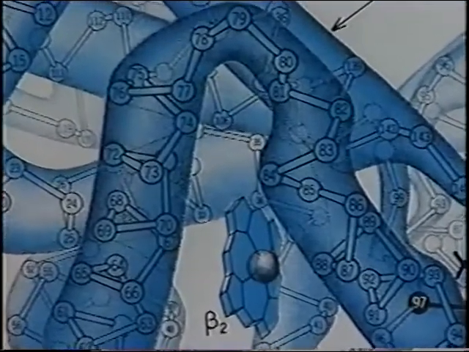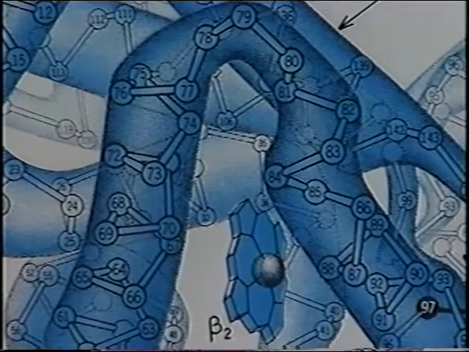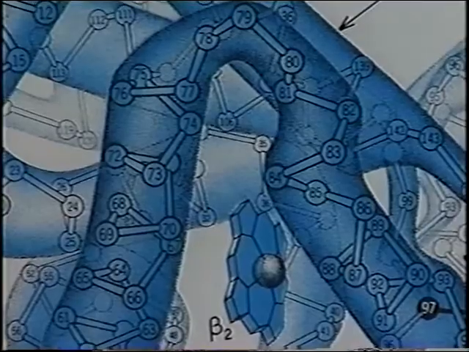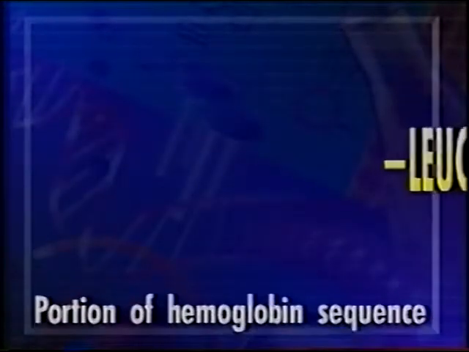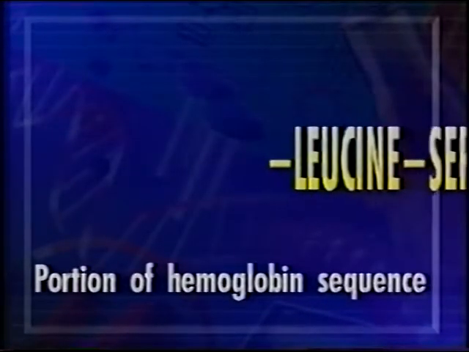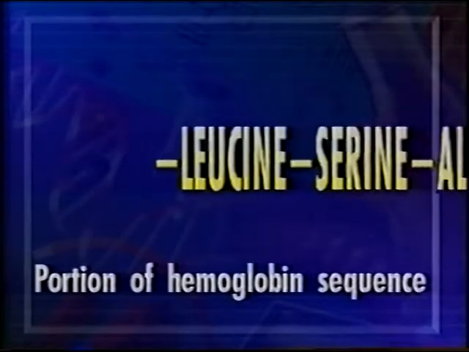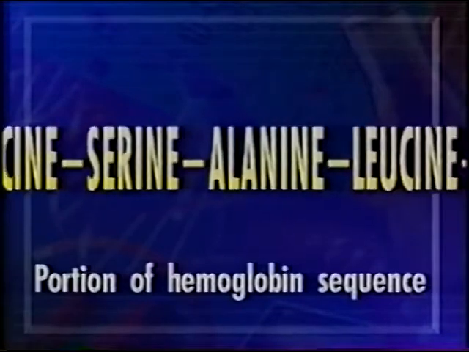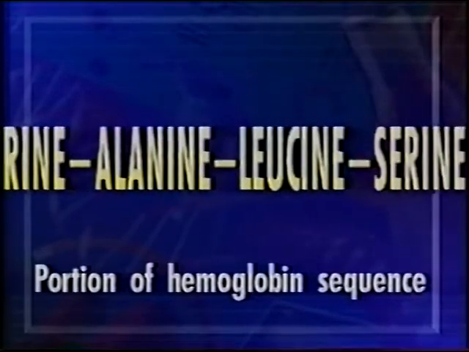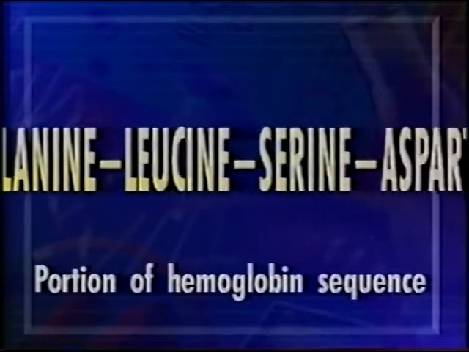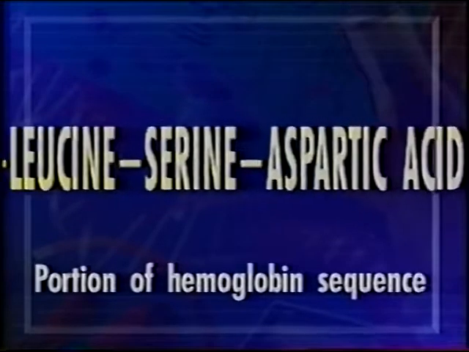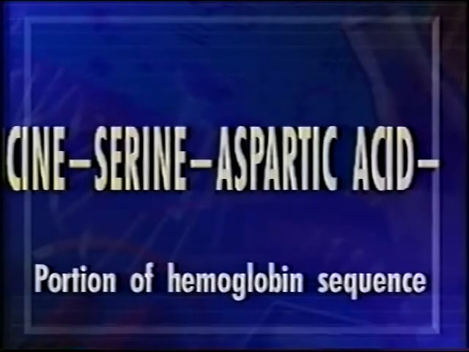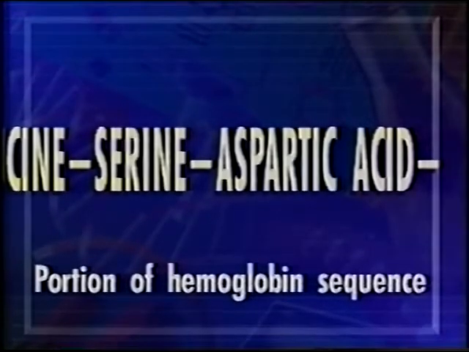Every molecule of the alpha hemoglobin has a chain of 141 amino acids. Looking at a portion of this sequence, the first 7 amino acids in the F chain of hemoglobin are leucine, serine, alanine, leucine, serine, aspartic acid. Each amino acid is there in a definite place and order because the DNA sequence of the hemoglobin gene specifies it.